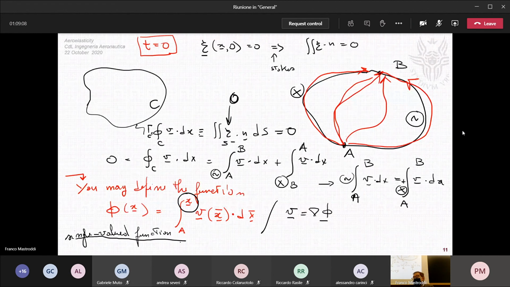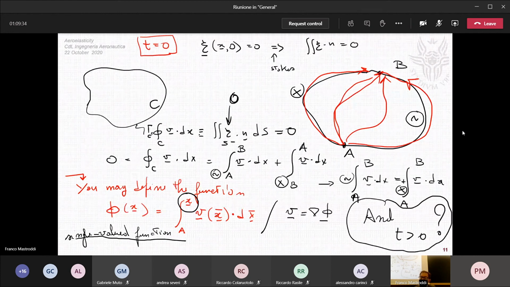But unfortunately, this is systematically, definitively true at initial time. And what about next time? For t greater than 0, this is the point that probably you don't know from previous courses. Okay?